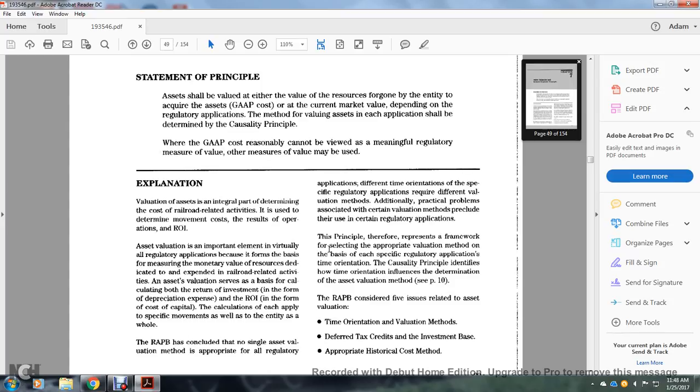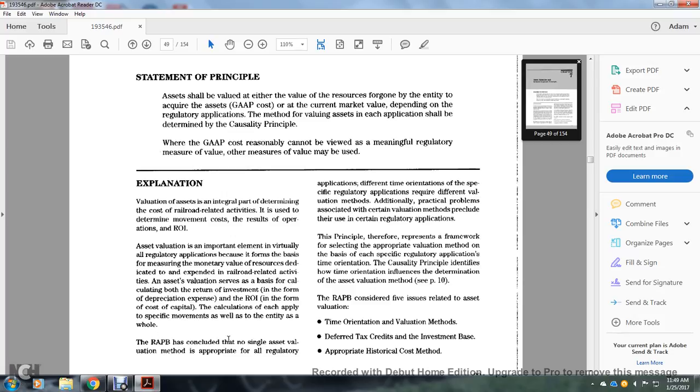The asset valuation is an important element in virtually all regulatory applications, as it forms the basis of measuring the amount of value resource expended with the railroad-related activity. Asset valuation serves as the basis for calculation of the return of the investment in the form of depreciation expense and the return on the investment in the form of the capital cost of the capital. The calculation of each of them applies with the specific movements as well as the entity as a whole.